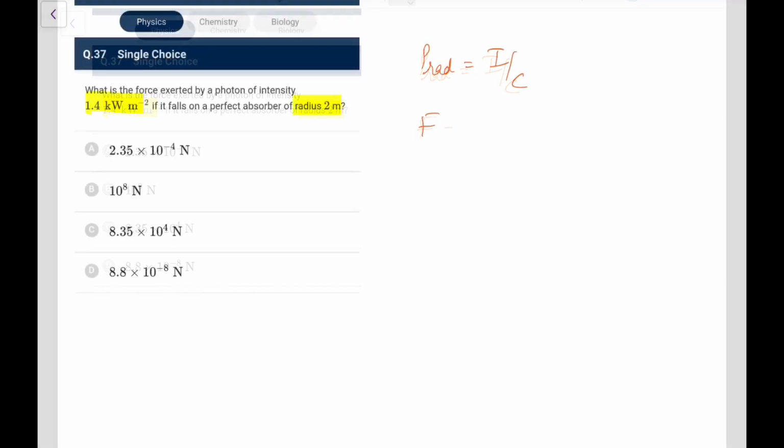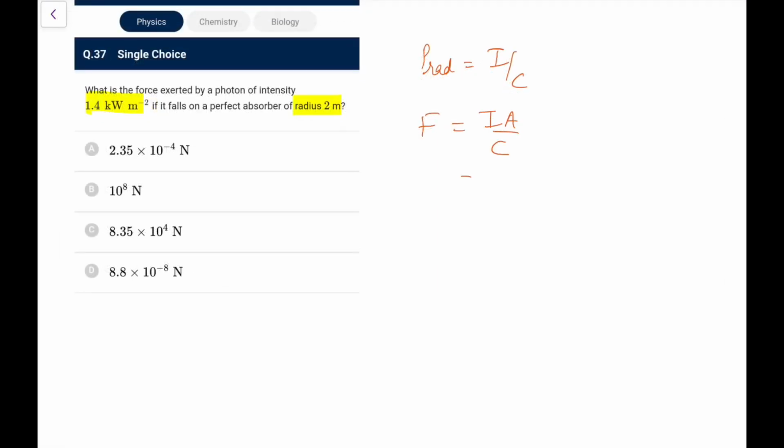Next, what is the force exerted by a photon of intensity if it falls on a perfect absorber? Because it is falling on a perfect absorber, the radiation pressure I will write as I by c. So the force is going to be IA by c. What is I? 1.4 into 10 to the power 3. For the area, since it is a perfect absorber, we're taking it as a sphere, so it would be 4 pi r square. 4 into 3.14 into 2 square upon c, 3 into 10 to the power 8.